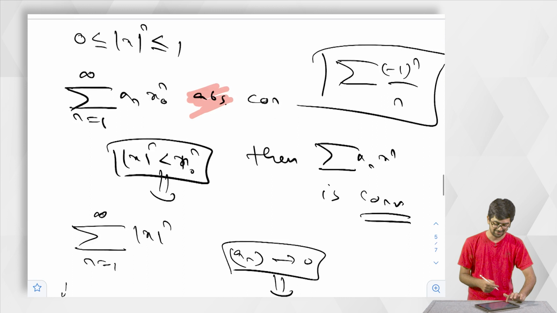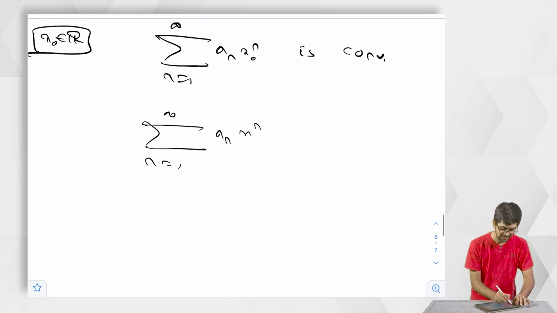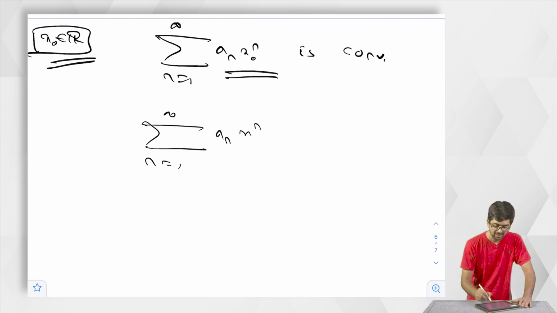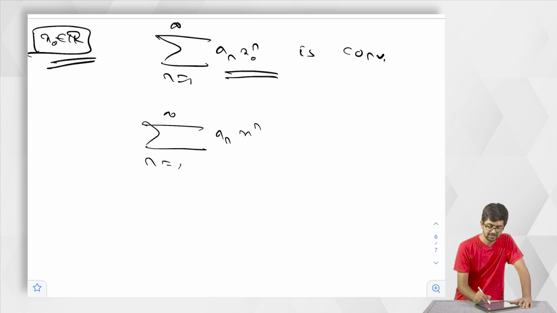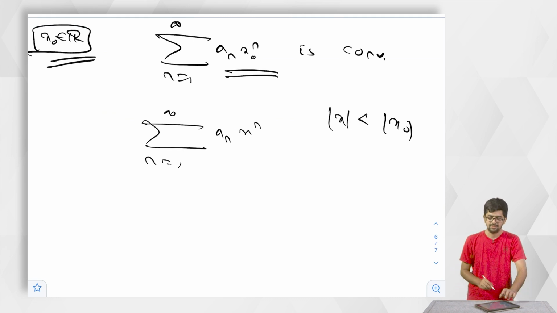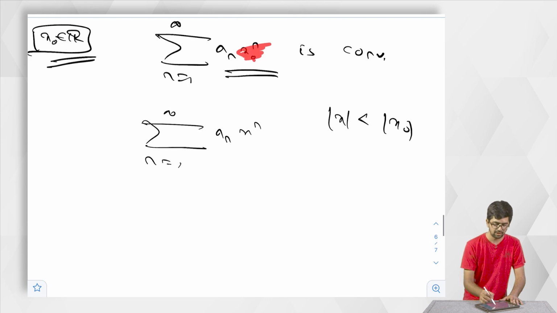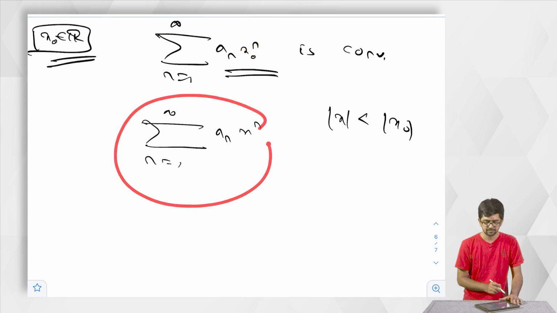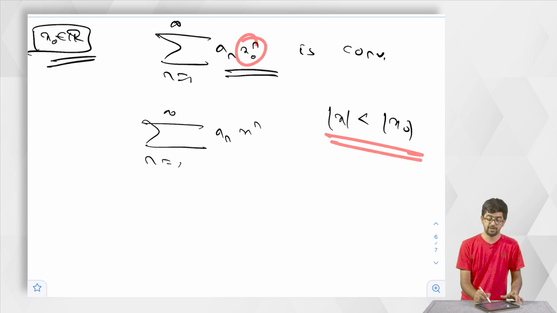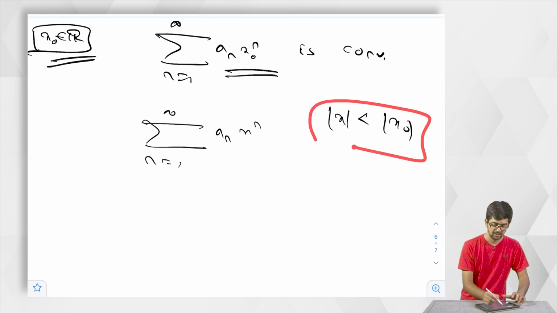Okay, what I am going to say is the following. Suppose I have x0 belonging to R such that this is convergent. Then if I take any x such that mod x is less than mod x0, see, previously x0 was 1, right? This was not there, we are trying to conclude about convergence of this. Now there is x0, so I have to ask this condition. Previously it was mod x less than 1, so now it is this.